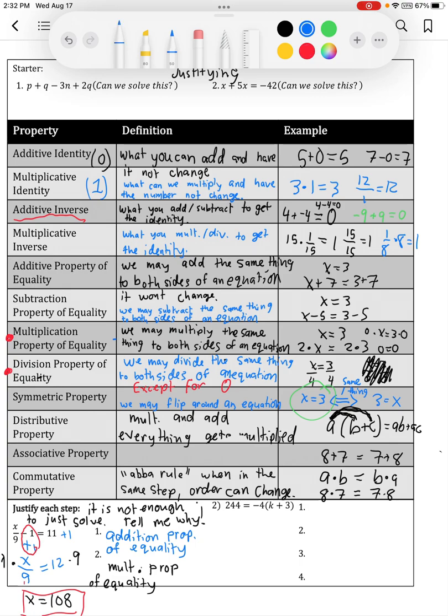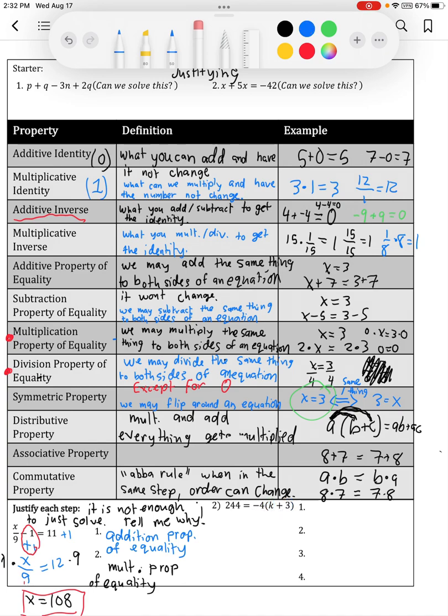Well, what is our goal? Our goal is to get the k all by itself. We have a bunch of things in the way before we can go ahead and get rid of it. We've got the k, we have the negative 4, we have the plus 3, we have a set of parentheses. Those are all in the way.